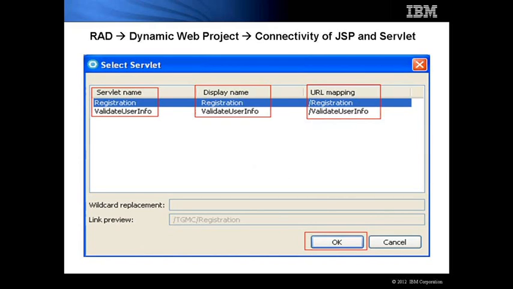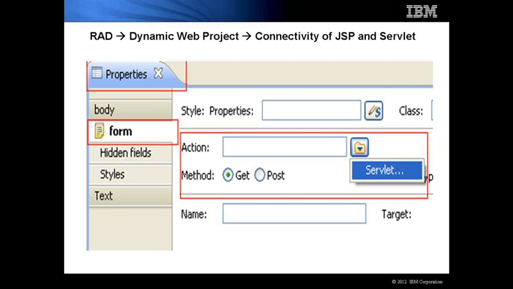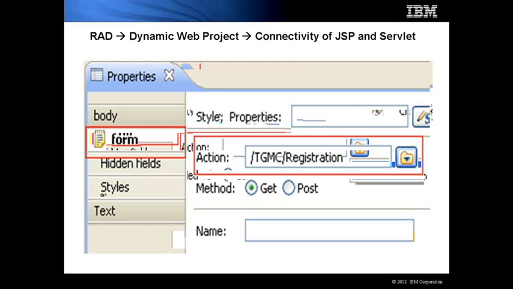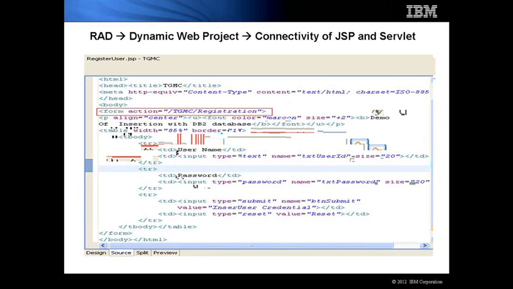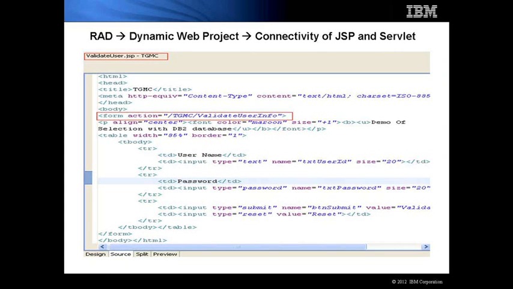Now I select registration because I am currently connecting to the registration page. I select registration as the servlet. Now you can see in the action TGMC registration we have. In the code also we have form action TGMC registration. So you can perform this by manually writing it also: form action / TGMC project name / servlet name, or the second option that we discussed from the properties view. Just like in the validate user, I connected the validate user info servlet.